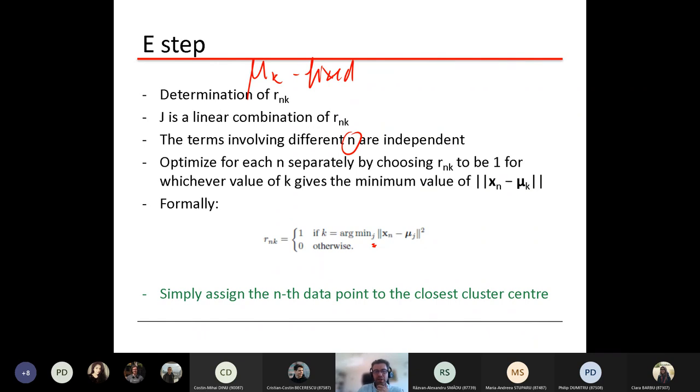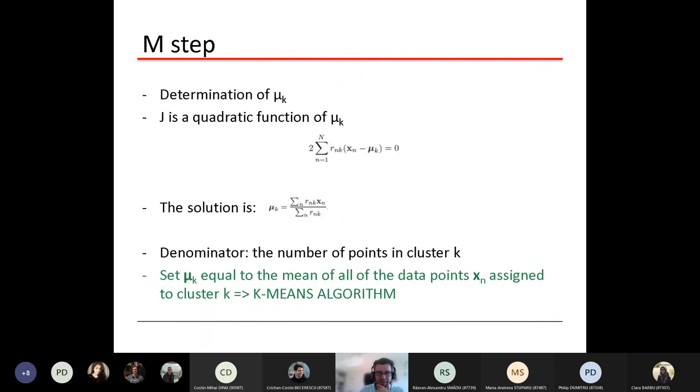Cool. So this expectation step says for each point, just put the value to 1 for the closest centroid and 0 for all the other centroids. And then in the maximization step, we keep r_nk fixed, the ones that we have just computed, and we need to determine the new values for the parameters of the clustering, mu_k in our case.